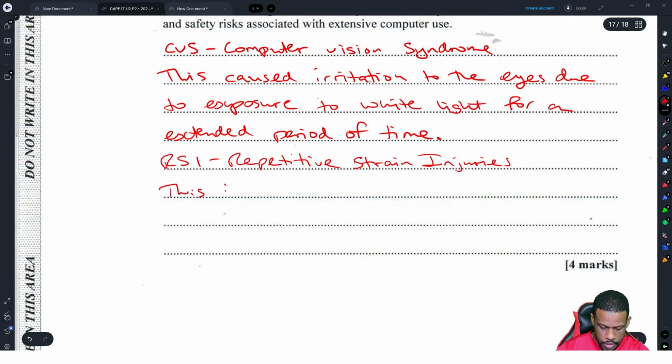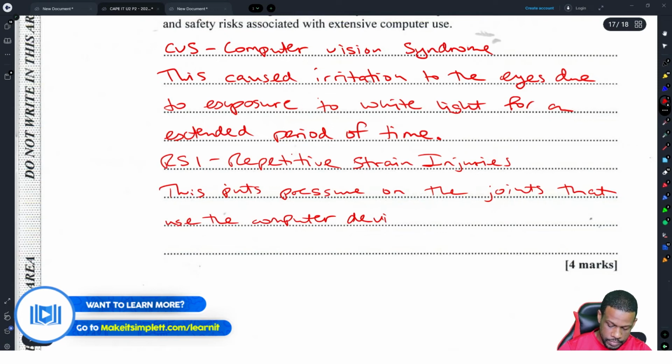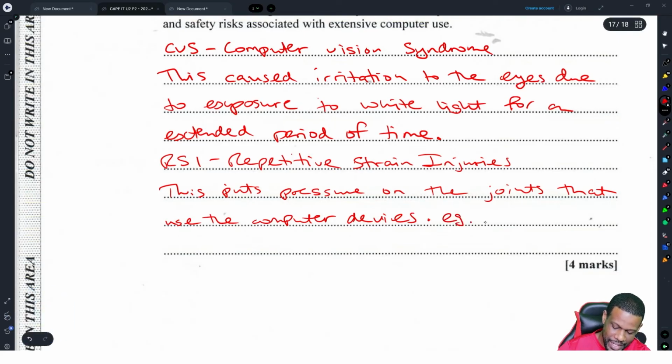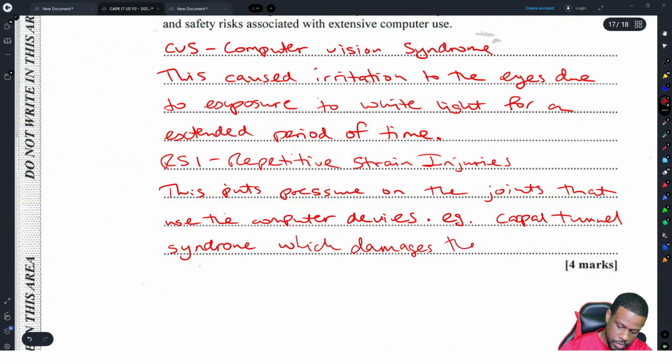This puts pressure on the joints that use the computer devices. This is a real butchered answer, but that's okay. Just make sure you're able to say example, carpal tunnel syndrome, which damages the wrist. Yeah. So we call it that because yeah, butchered answer there.